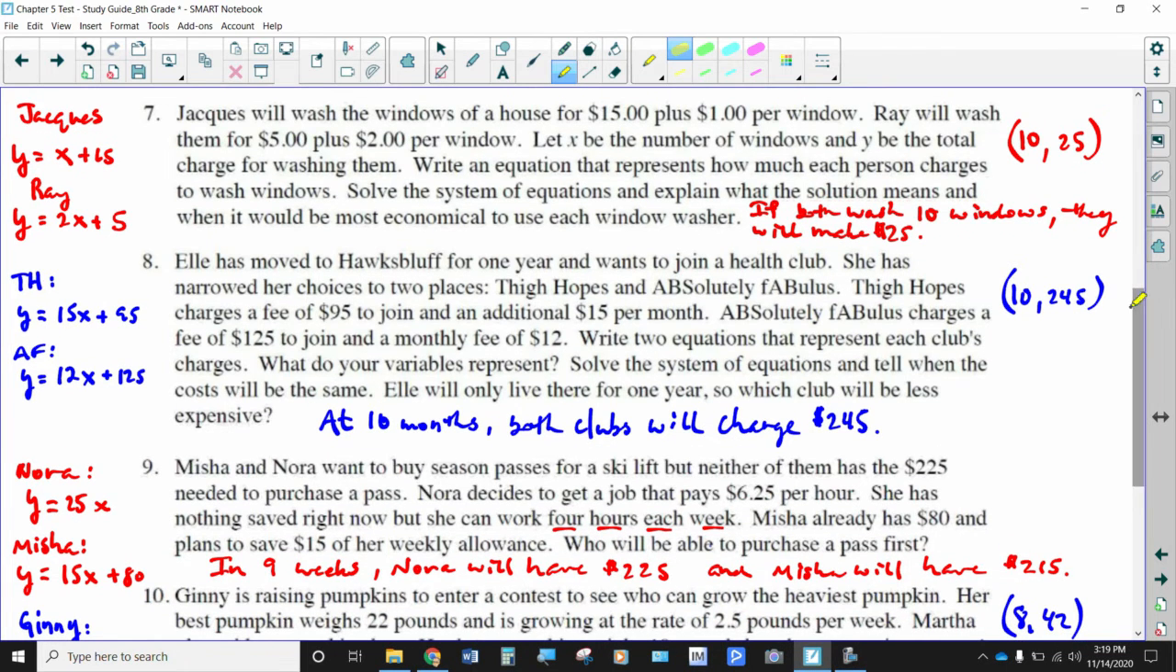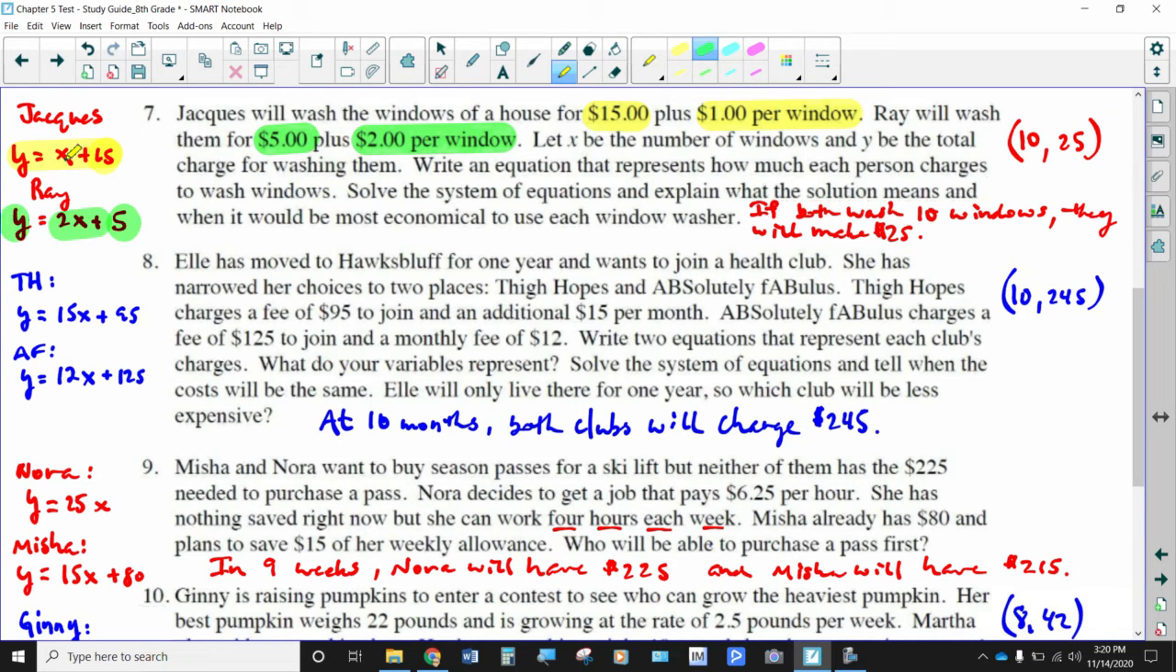Okay, so Jacques will wash windows of a house for $15 plus $1 per window. So you've got to pay the $15 up front. That's what this is right here. And then $1 per window, it looks like X has to represent the number of windows, right? So Y is going to be the total amount of money that he makes. So Y equals X plus 15 is the equation for Jacques washing windows. Ray will also wash them. He's only going to charge $5 up front. What a bargain, except he's charging $2 per window, not $1 per window.